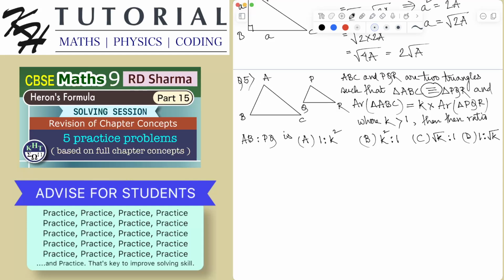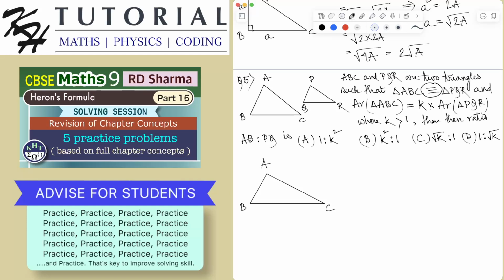So obviously triangle ABC is a larger triangle. Then the ratio AB is to PQ. So we have to find the ratio of the side AB of the triangle ABC and the side PQ of triangle PQR. Now one concept you must know: let's say you have any triangle ABC.